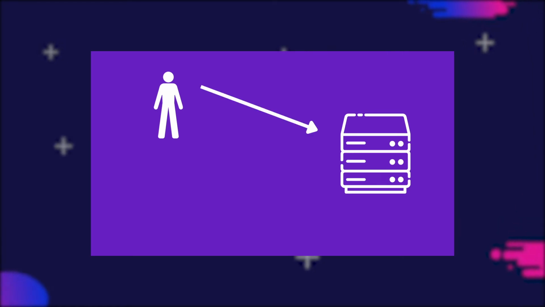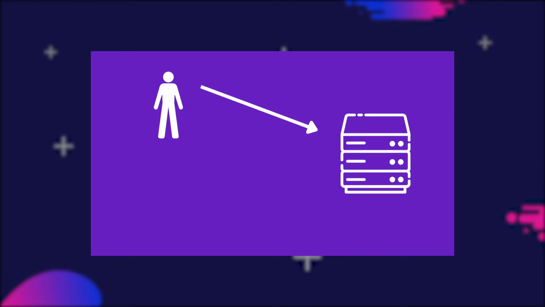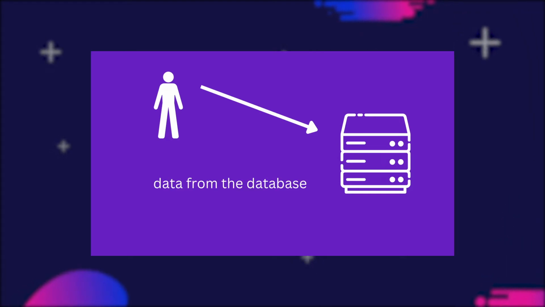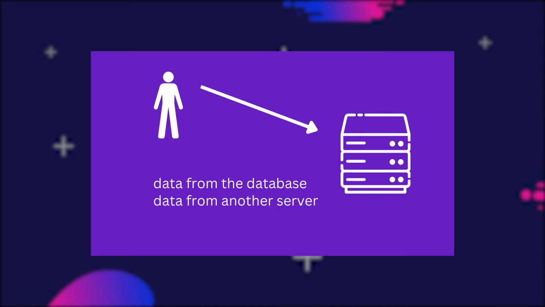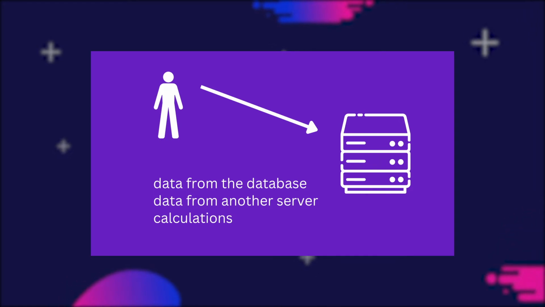To explain what concurrency is, think about a web server that accepts HTTP requests. Each incoming request tells the server to do the following things. First, fetch data from the database. Second, retrieve other data points from a different server. Third, do some calculations on the data. And fourth, return a result back to the caller.